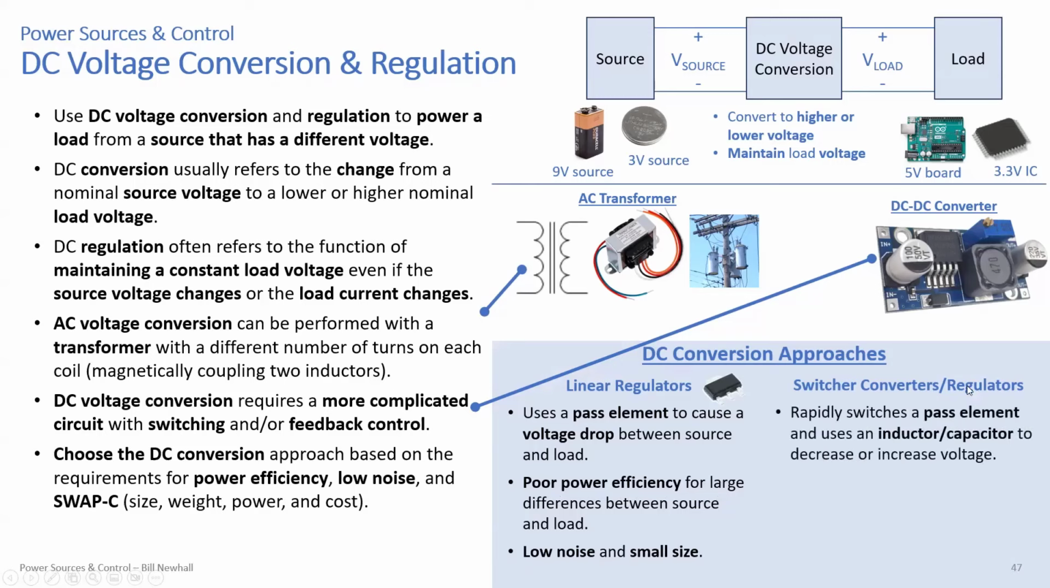Now, switcher converters, DC to DC converters, rapidly switch a pass element, and then they use an inductor and/or a capacitor, typically both, to decrease or increase the voltage and provide filtering. These typically have good power efficiency because they're using switching, which I'll show you, versus using a voltage drop across the pass element. So that's good. They're more efficient.